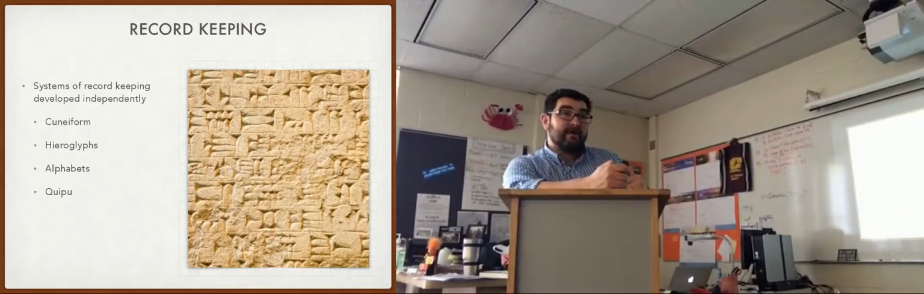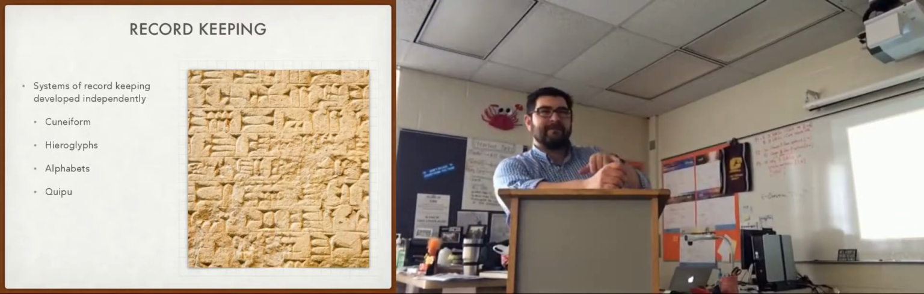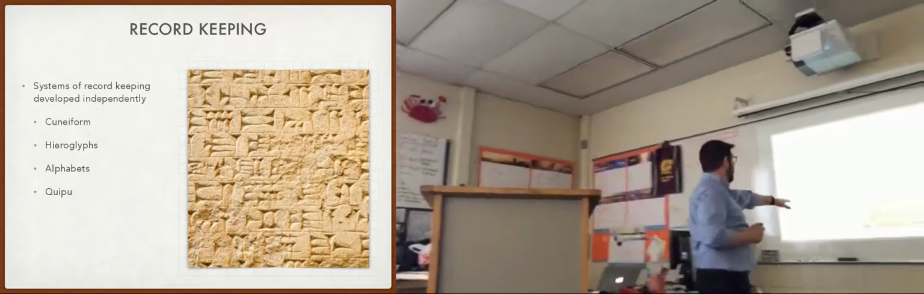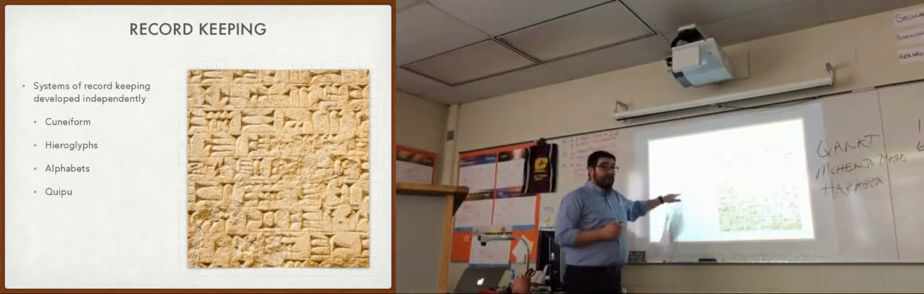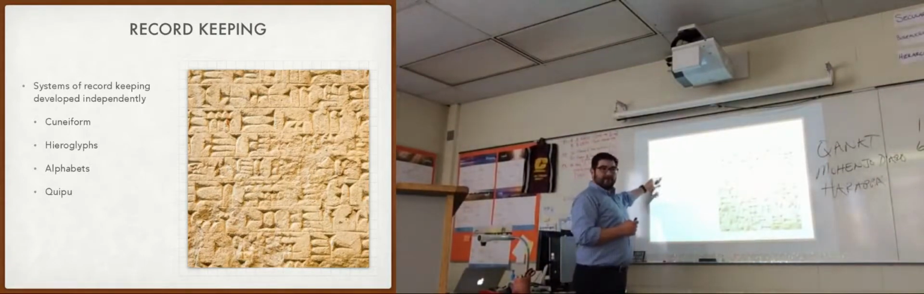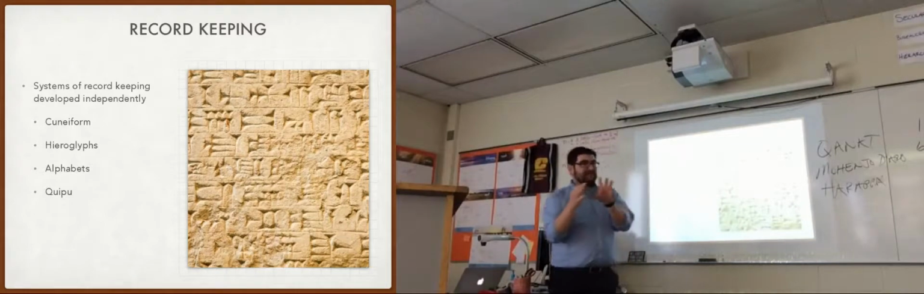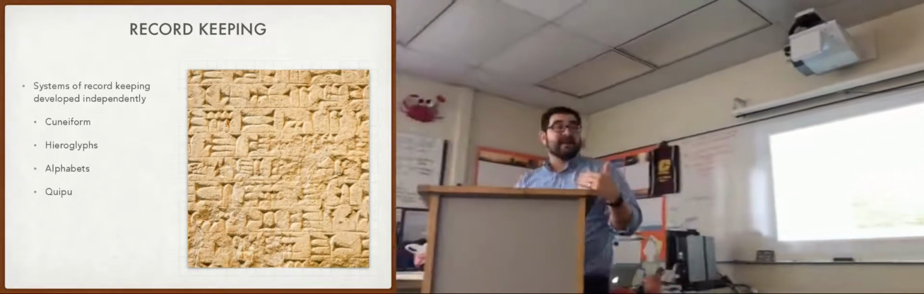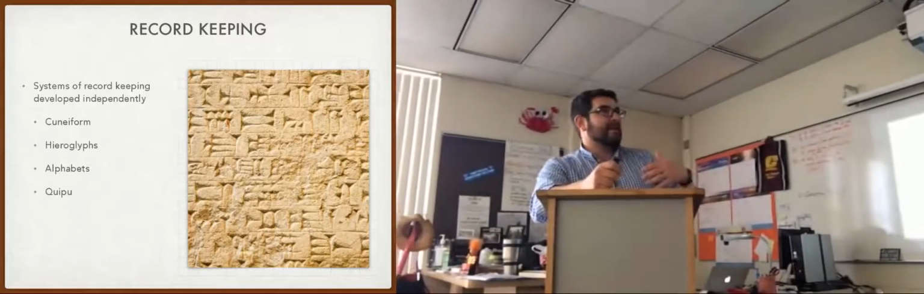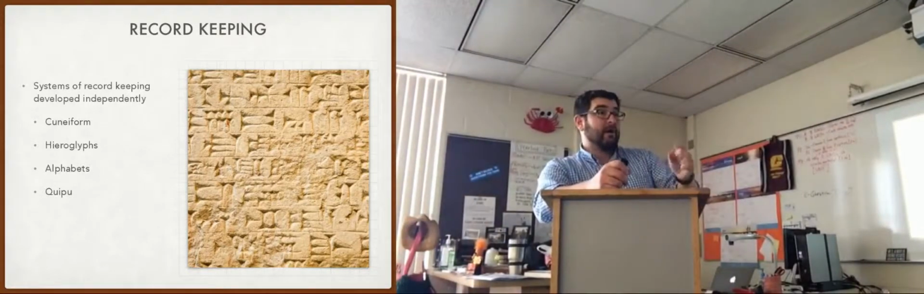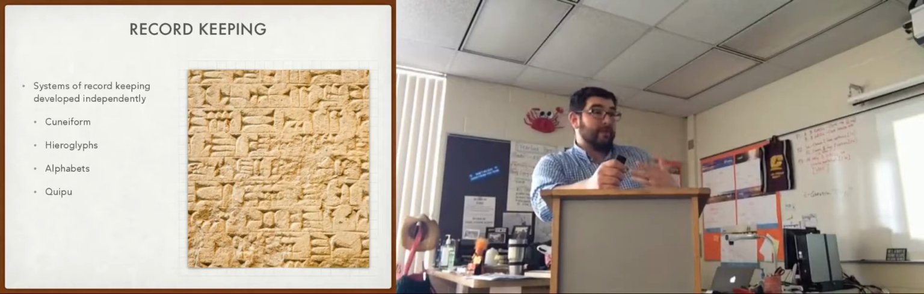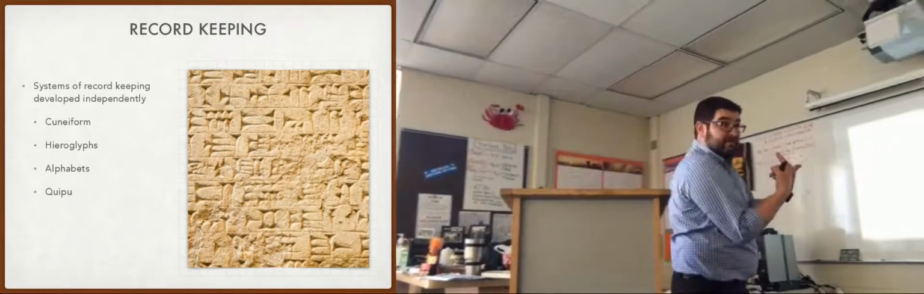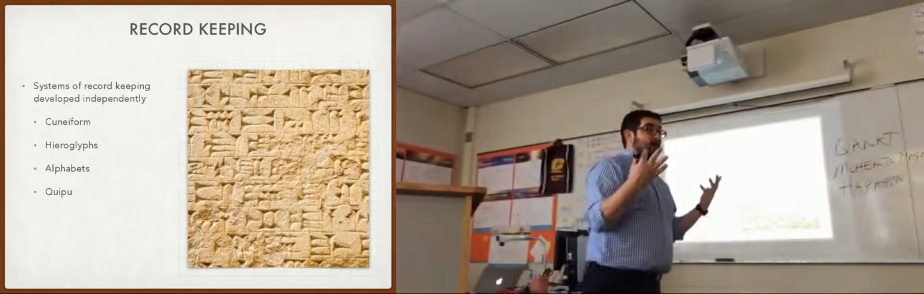Eventually, alphabets are developed, and we'll talk about them next Tuesday when we meet, by the Phoenician people, who developed the first alphabet. The difference between an alphabet and cuneiform or hieroglyphs: those are pictographic languages where a picture represents an idea. An alphabet is a phonetic language where a symbol like A, B, C, and D represents a sound that we make. And then by putting those symbols together, we can make any words possible.